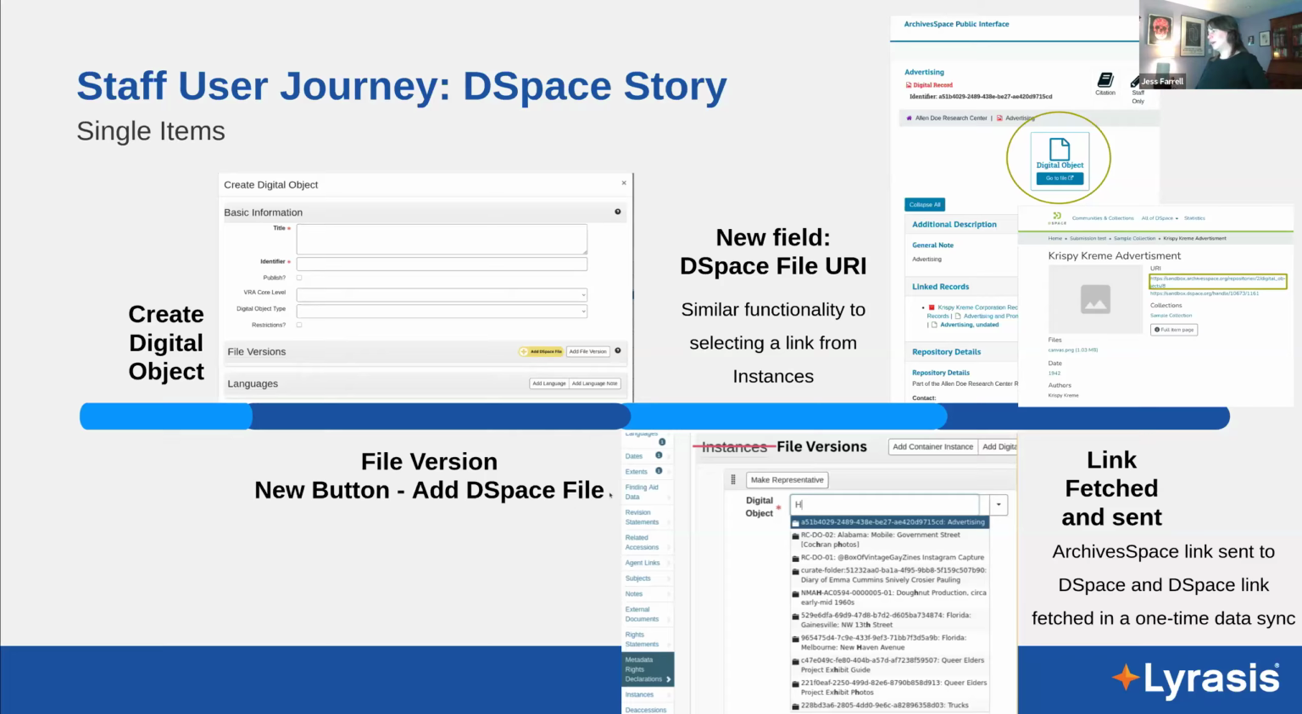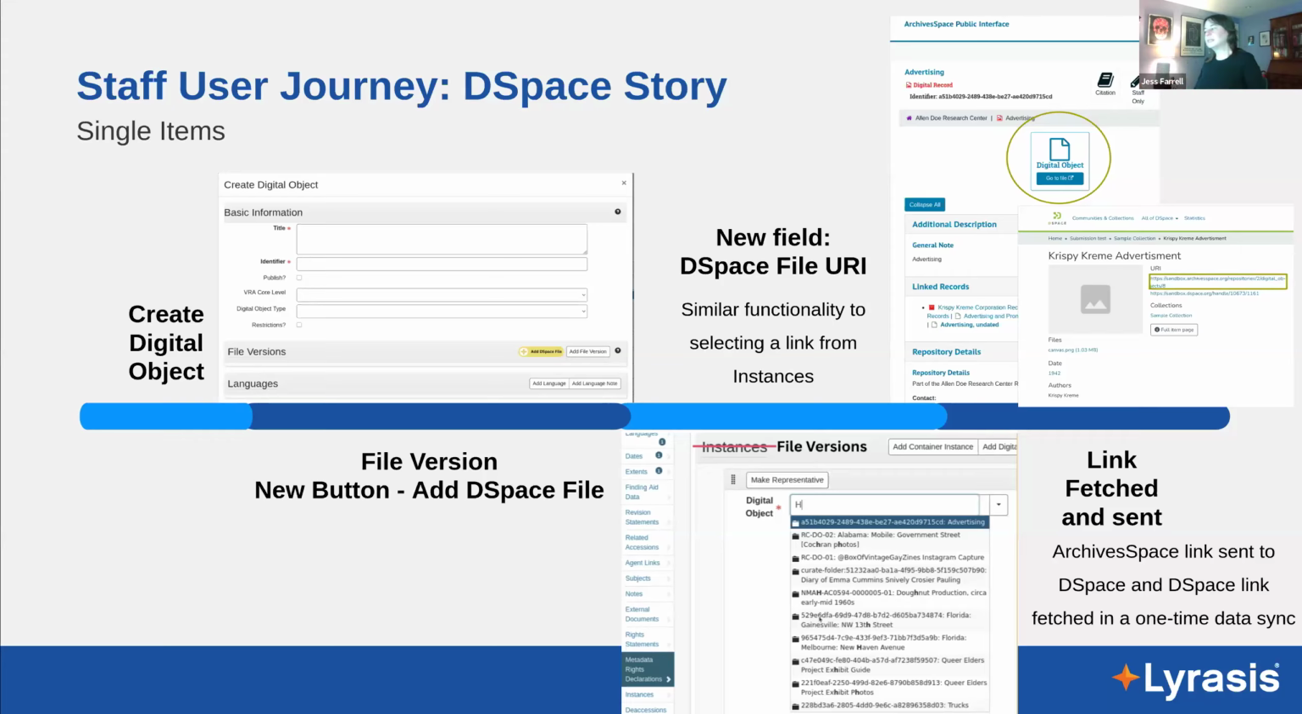From there, you would get an option that is similar to the existing way to link digital objects to archival components, if you are using the instances kind of digital object searcher. So there would be a link searcher like this and file versions. Your administrator would have configured that you could access a certain DSpace repository, and this link searcher would search that DSpace repository for your keywords.